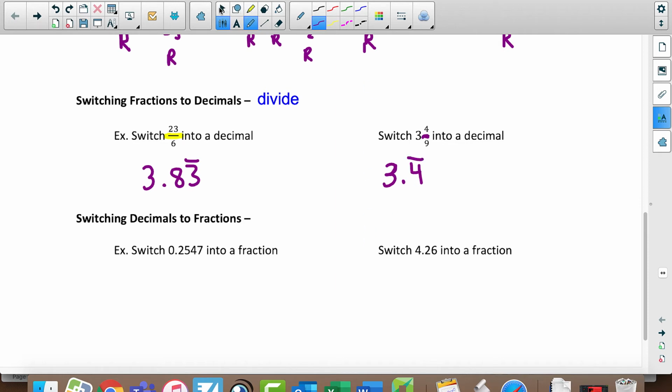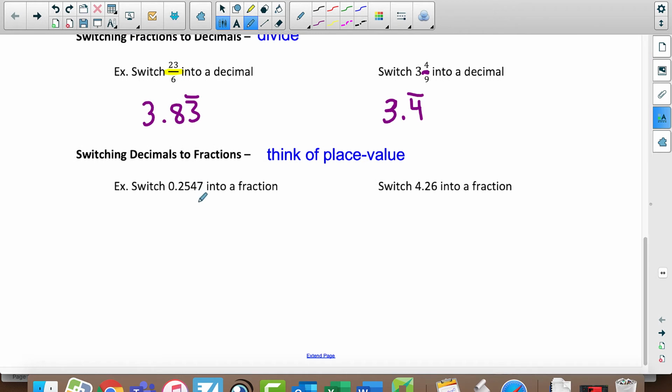How do we switch from decimals to fractions? There's different ways to do it. What I like to do is to think of place value. You know what I mean by place value? So let's take a look at this first one. What place value is that 2 in right there? That's in the tenths, with an S at the end, right? Tenths. What's the 5? That's the hundredths.